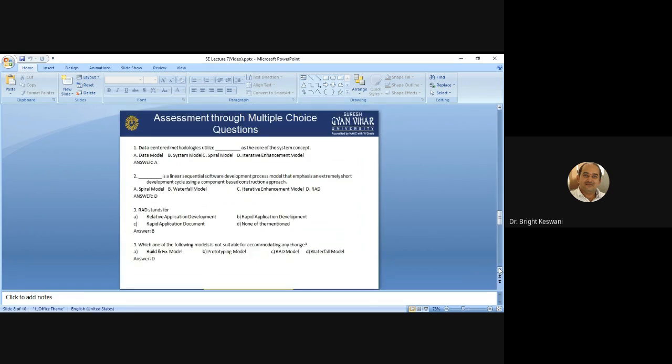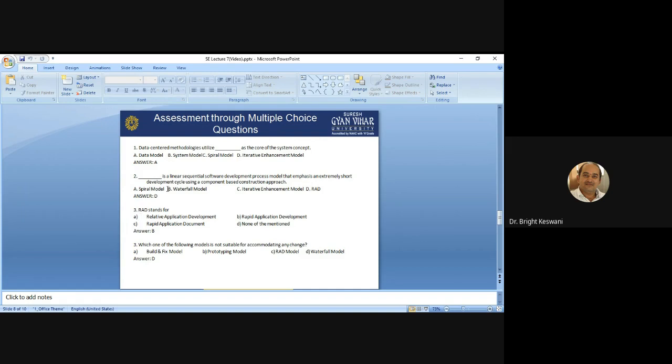Okay, this is all about today's lecture. Now we can do the self assessment through multiple choice questions. There are some multiple choice questions related to your previous knowledge. The first question is, data centered methodologies utilize dash as the core of the system concept. The data model is the right answer, because data centered methodologies utilize the data model as the core part of the system concept.